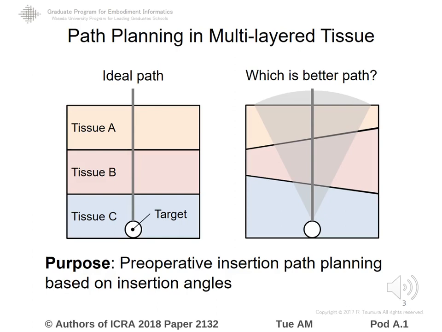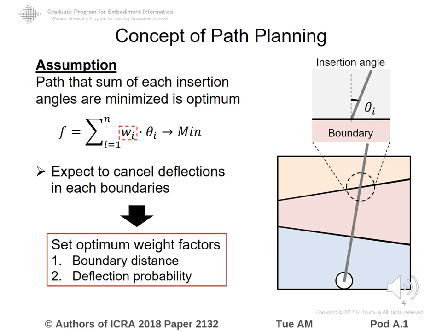Since the human body consists of multilayered tissues of various shapes and mechanical properties, the preoperative planning of optimal paths is a key factor for achieving a successful insertion. In this paper, we propose an optimization-based preoperative path planning model that minimizes needle deflection during multilayered tissue insertion. This model can determine the optimal path based on the sum of insertion angles with respect to each tissue boundary that the needle passes through.